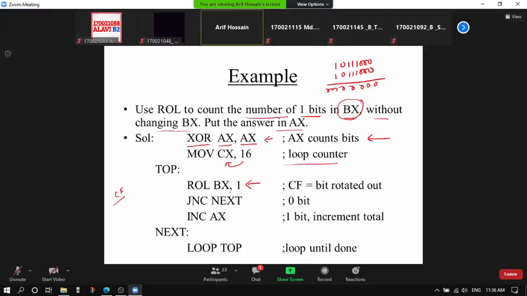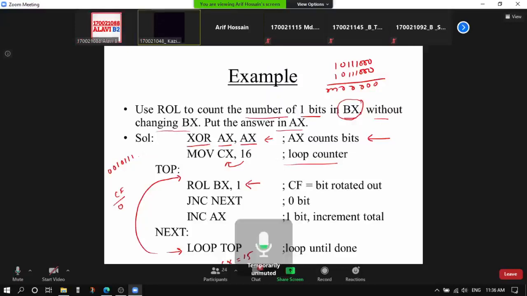Assume the value of BX is something like 0 0 1 0 1 1 1. Initially, what will be the value of your carry flag? 0, isn't it, for the first one? Yes, sir. Now it says jump if no carry. Is there any carry now? No, sir, there is no carry. So it will jump over here, directly coming over here. Now loop top: it will again come to this line, and the value of your CX now becomes 15, isn't it?